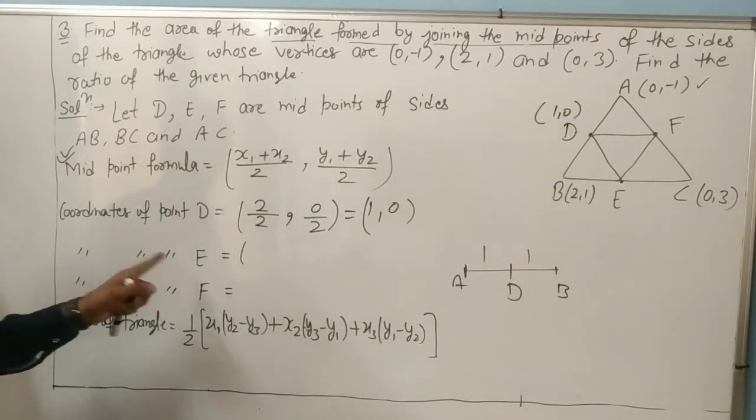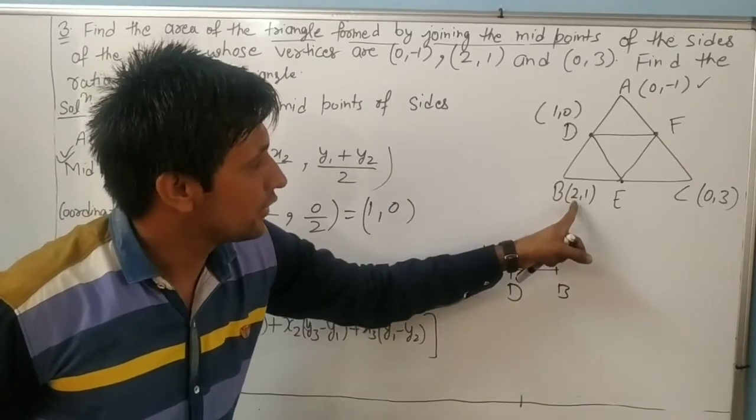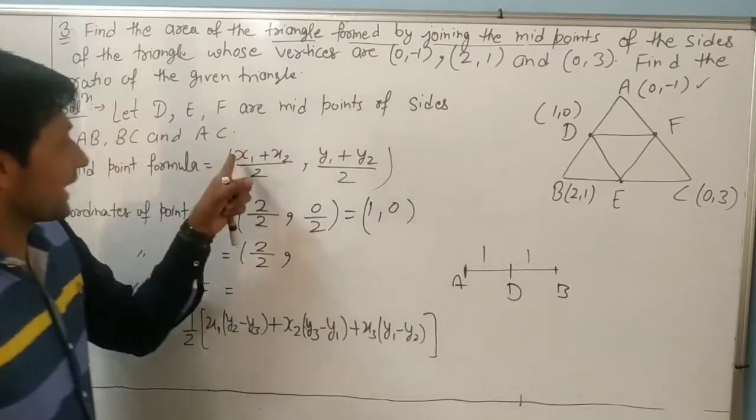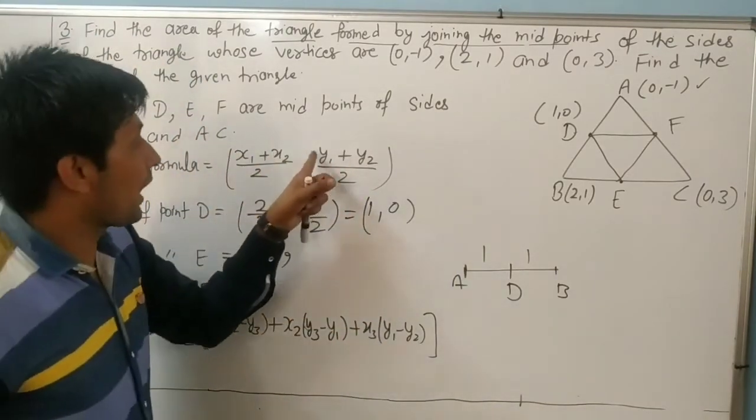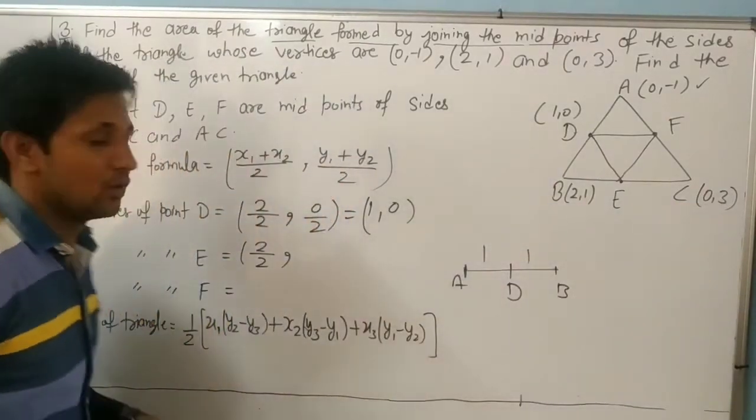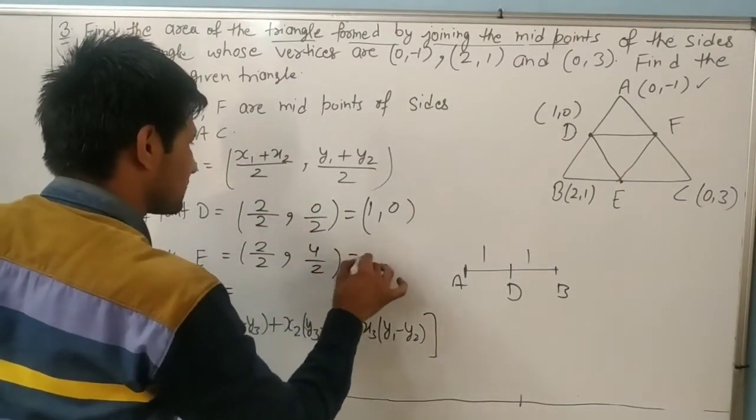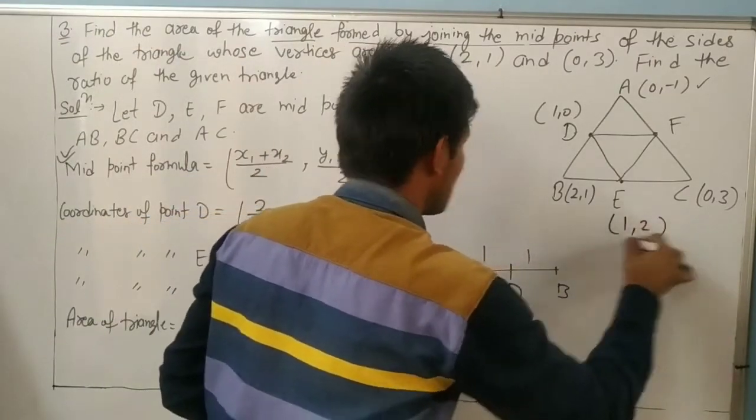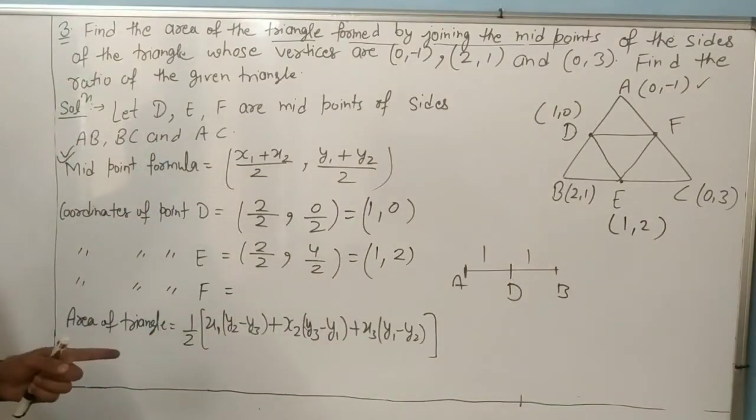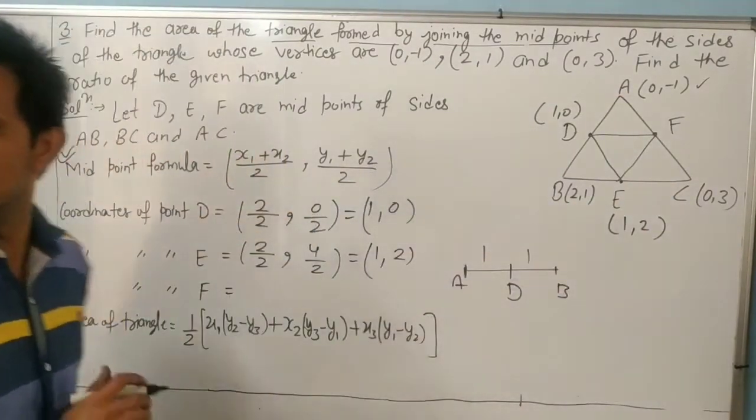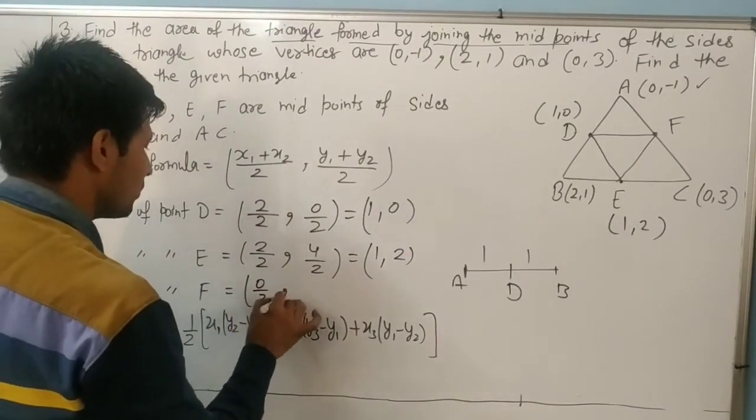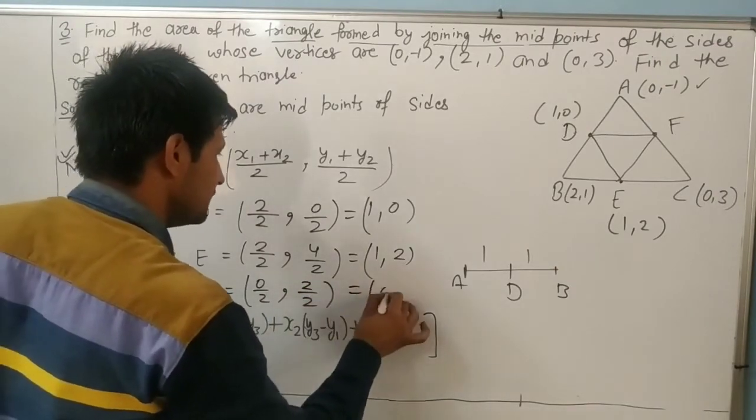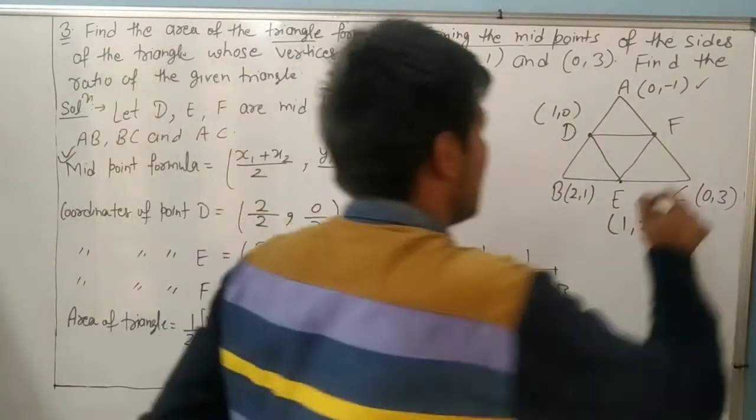Same way, the coordinates of E: 2 plus 0 is 2, divided by 2, because x1 plus x2 divided by 2. Now y1 plus y2: 1 plus 3 is 4, divided by 2, which is 2. So E is (1, 2). Same way, the coordinates of F: 0 plus 0 is 0, 0 divided by 2, comma, 3 minus 1 is 2, 2 divided by 2. So F is (0, 2). Okay dear?